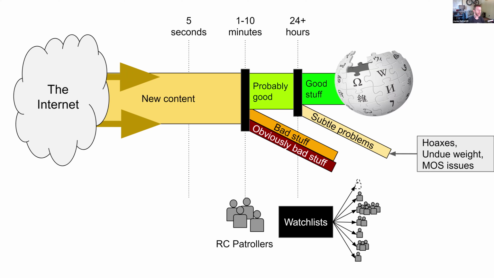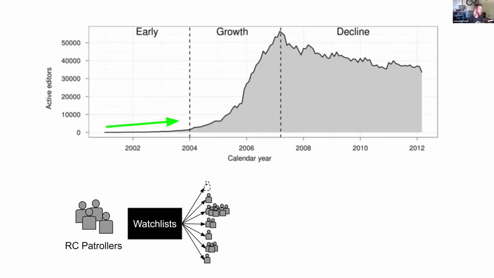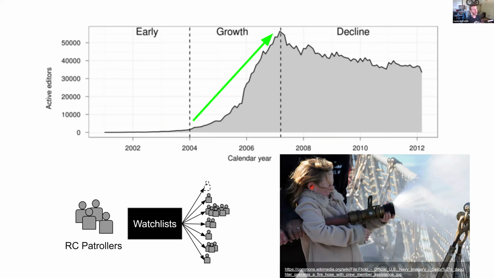Regretfully, watch list issues generally get caught on the scale of 24 hours, because people tend to check their watch list when they log in, and a lot of people who edit Wikipedia regularly log in once a day. This is more like 12 to 24 hours. Okay, so this worked great until Wikipedia got huge and turned into an enormous fire hose of new content coming in, as I described earlier.